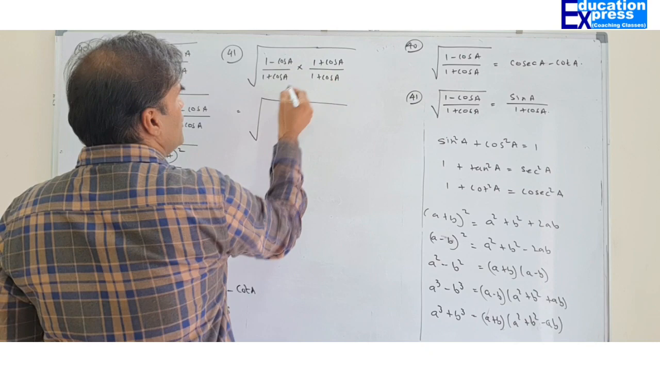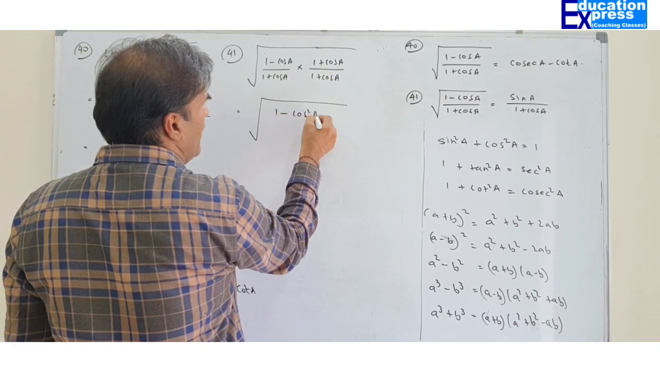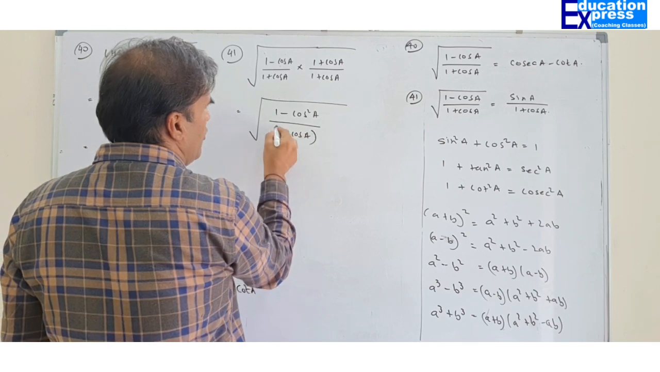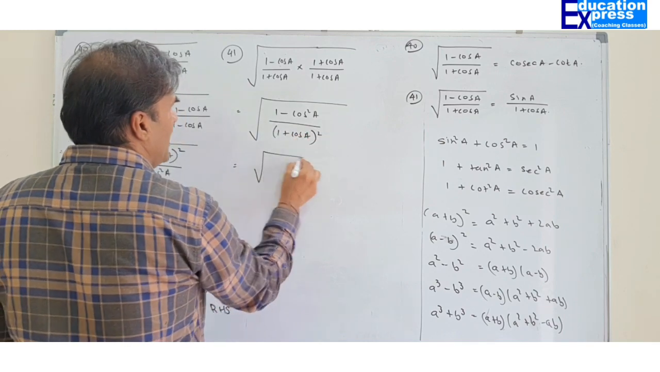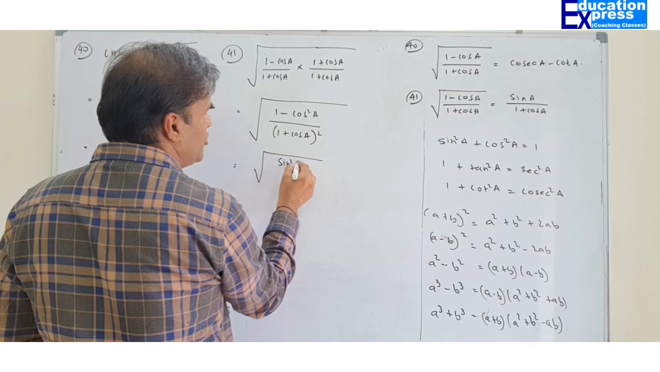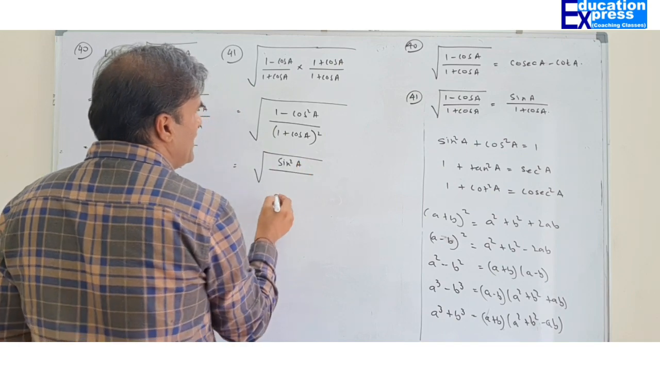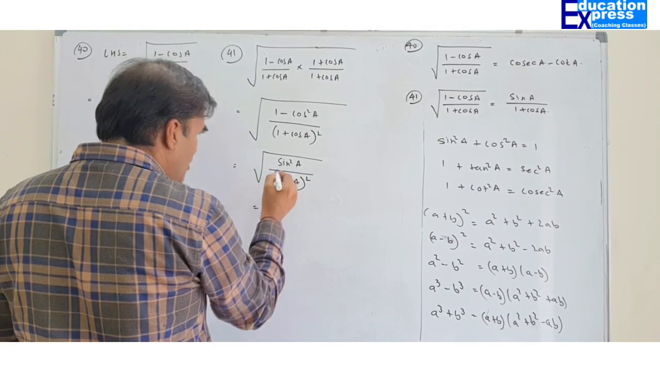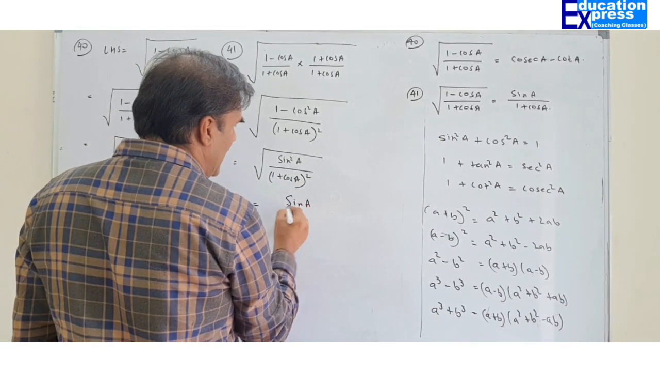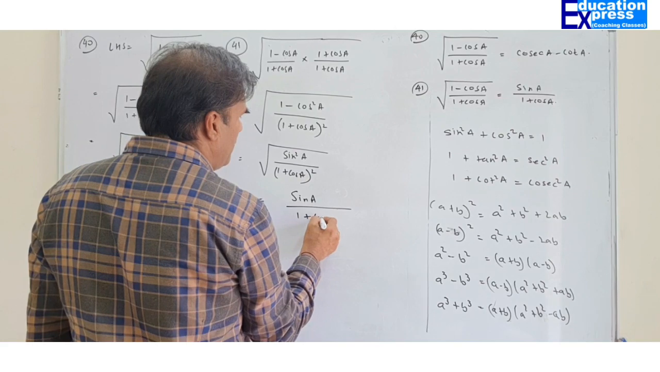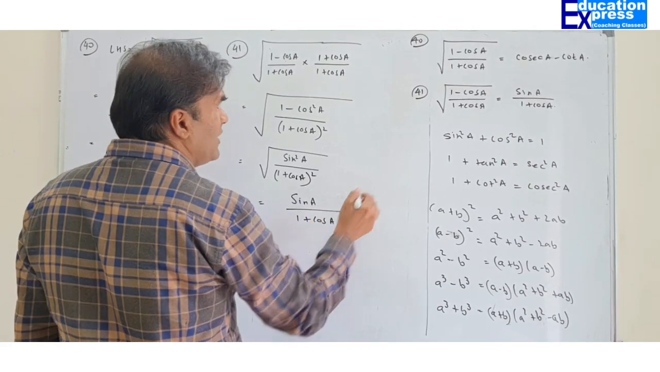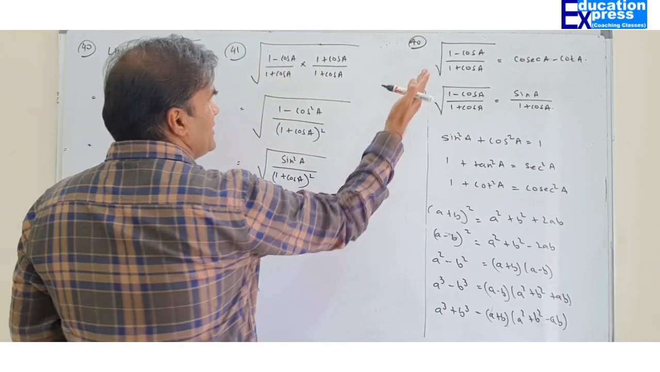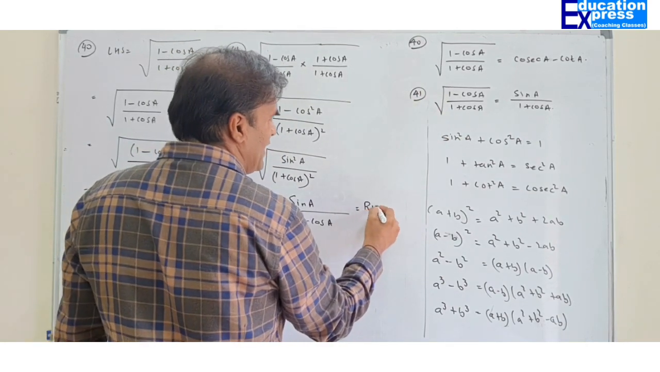What will it result into? 1 minus cos, 1 plus cos is 1 minus cos²A. And here, it will be 1 plus cos A, the whole square. In the same way, this can be written as sin²A and this can be written as 1 plus cos A the whole square. When we take the square root out, sin A upon 1 plus cos A. What is the requirement? Exactly the same. So LHS equals RHS.